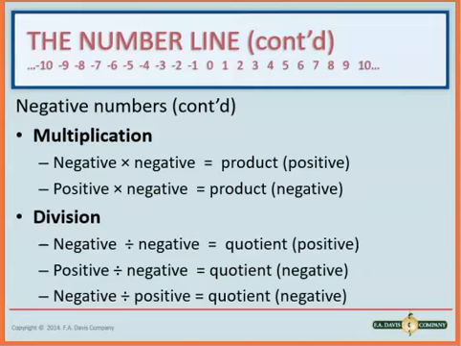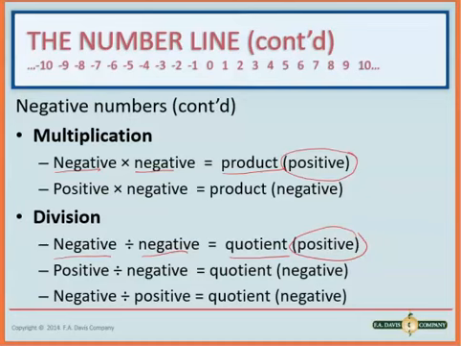Okay, with multiplication and division of negative numbers, if the numbers are the same, if they're both negative, the product or the quotient is going to be positive. So if they're the same, they're going to end up with a positive end product.